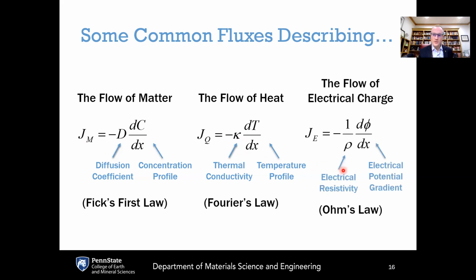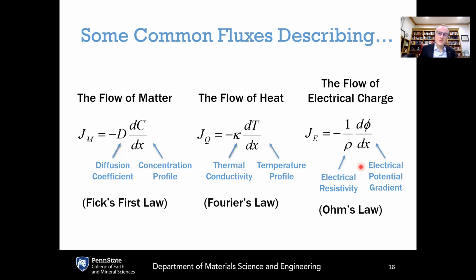Another example is Ohm's law. Ohm's law governs the flow of electrical charge, where here we've got the electrical potential gradient, which is our thermodynamic driving force. Our kinetic factor is the electrical conductivity, or in other words, 1 over the electrical resistivity. Again, the minus sign here means that the flow of electrical charge acts to eliminate the electrical potential gradient. Again, this is mathematically identical to Fick's first law and Fourier's law.